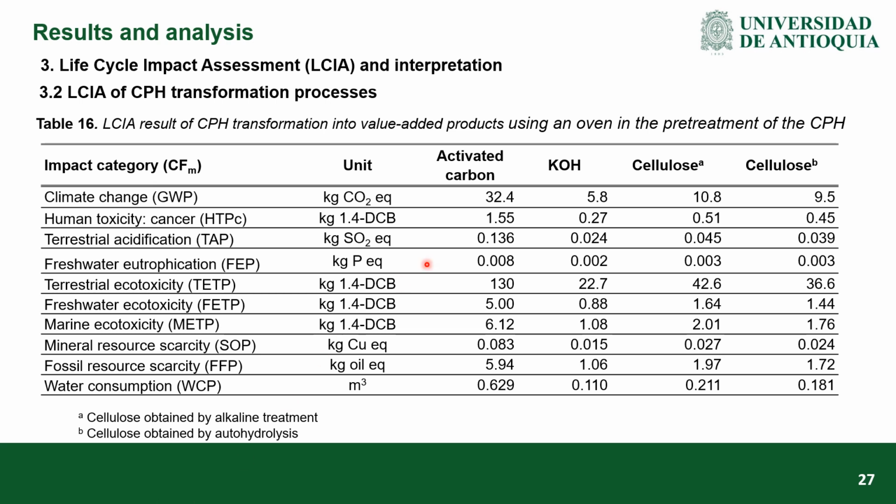For these scenarios with the pretreatment of CPH using an oven in the laboratory, in general terms, the production of activated carbon has a greater impact in all evaluated categories due to the high energy and resource requirements for this process, compared to the production of potassium hydroxide and the cellulose production. Respect to the general environmental impacts, the production of cellulose is in second place, and finally the production of potassium hydroxide is the last process that generates less impact.